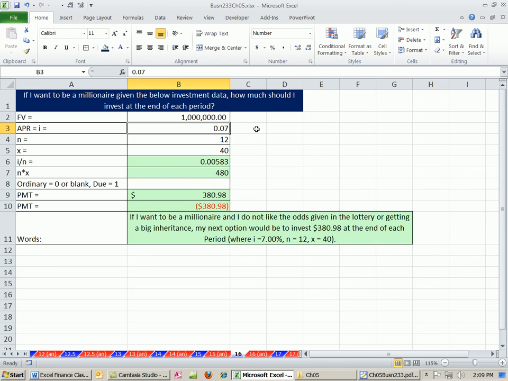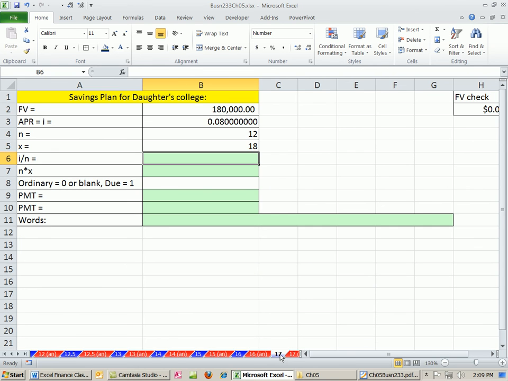All right, now we want to see another example. Again, we know the future value amount, and we want to know what the PMT is. So I'm going to come over to 17. This is our 17th example. These are also in the PDF files. Savings plan for our daughter's college, right?